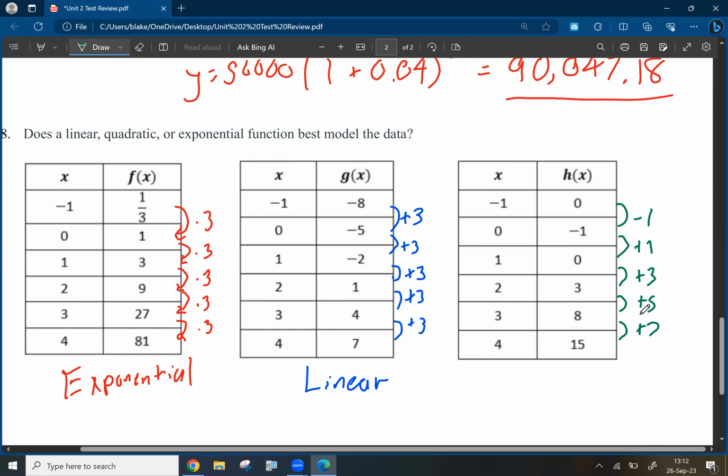But if we take the differences of these differences, -1 to +1 is an increase in 2. 1 to 3 is an increase in 2. 3 to 5 is an increase in 2. 5 to 7 is an increase in 2. These all have common second differences. So not the first differences, these are all different, but the second set was all the same. This indicates to us a quadratic function. So be careful about that. Make sure you remember that one, okay?